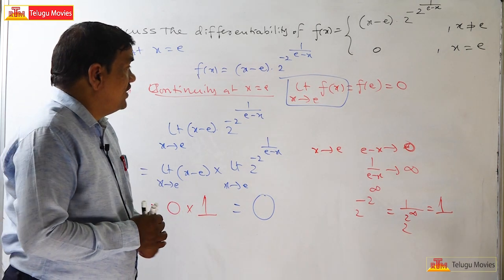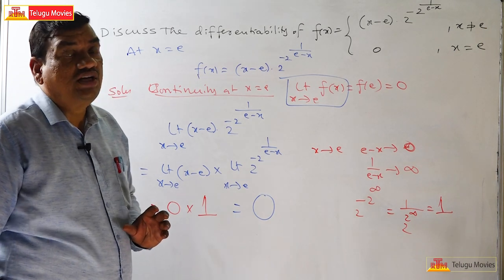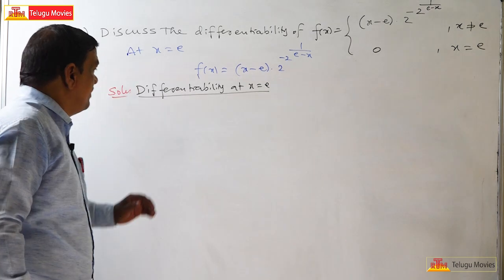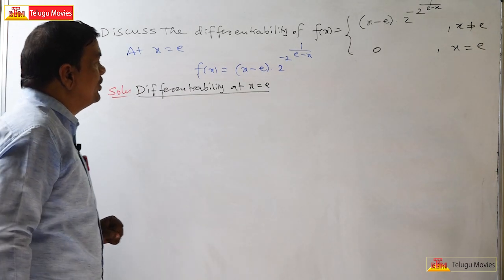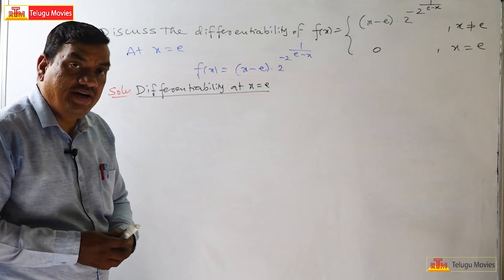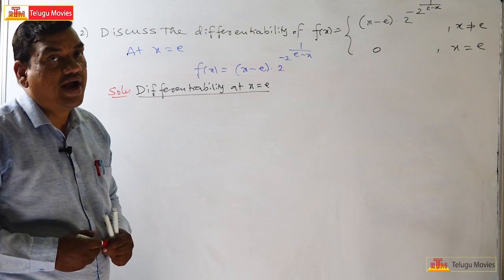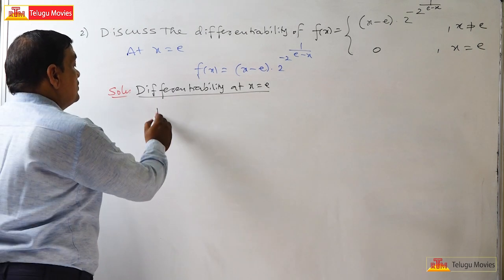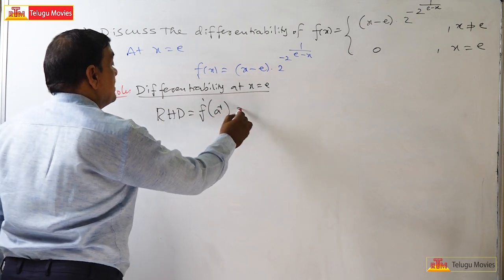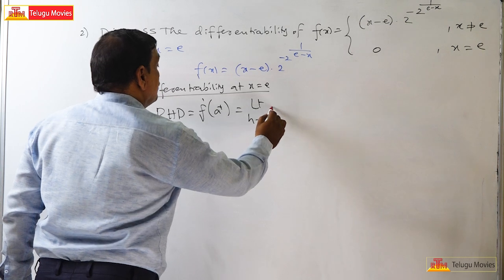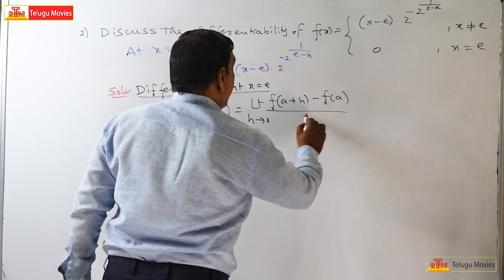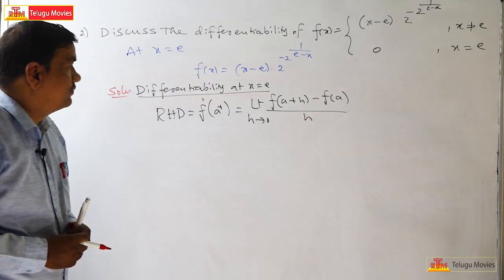Okay, now let us check the differentiability of this function at x is equal to e. Now, welcome to the remaining problem. Let us check the differentiability of this function at x is equal to a. So at x is equal to a, find out both the right hand side derivative and left hand side derivative. First we will find out the right hand side derivative, that is f dash of a plus is equal to limit h tends to 0 of (f of a plus h minus f of a) by h. So this is the formula.